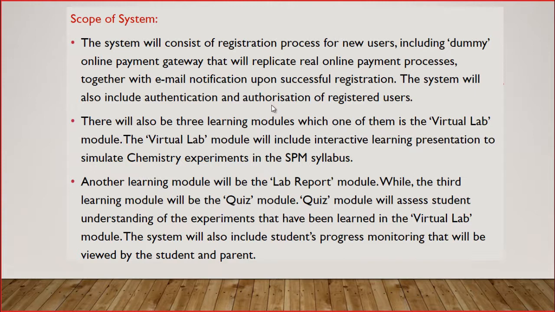For example, let me read this for you. Number one, the system will consist of a registration process for new users. This is one of the tasks. Registration process for new users, including a dummy online payment gateway. Dummy, because doing a real payment gateway is beyond what we can do, because it will cost you. A dummy online payment gateway that will replicate the real online payment process, together with email notification upon successful registration. The system will also include authentication and authorization of registered users. Okay, this is number one.